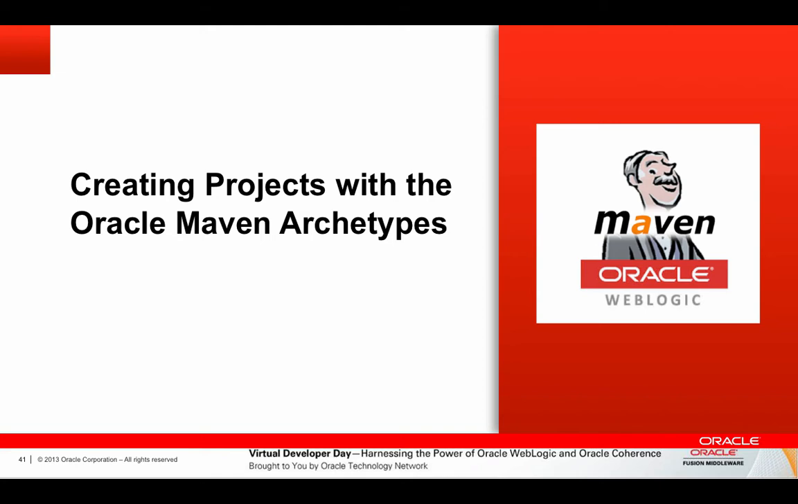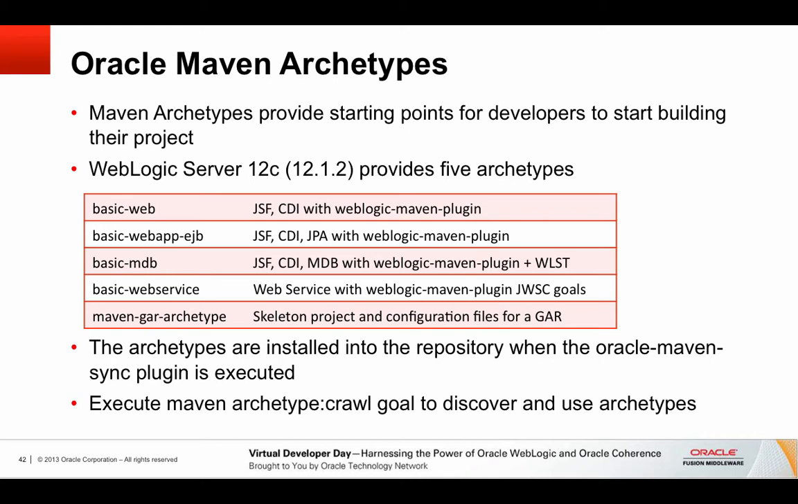The next thing we want to look at is creating projects from the Oracle Maven archetypes. In this release, as I said, as part of the artifacts that we're pushing up to a Maven repository, there are a number of archetypes. Maven archetypes are a standard Maven convention for providing starting points for developers to start building projects or demonstration code, etc. So it essentially gives you a way to create a new Maven project from a starter or bootstrap type template. With this release in 12.1.2, we provide 5 archetypes.